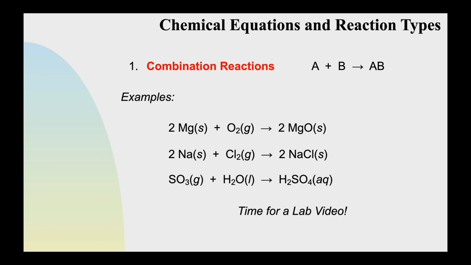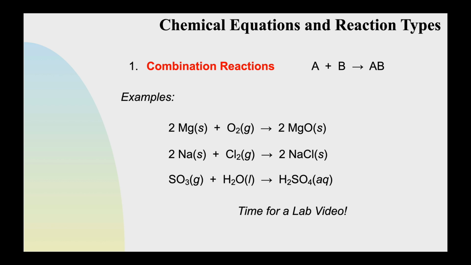And you're literally taking 2 or more chemicals and just combining them into one. So imagine we have chemical A and chemical B, and on the product side, we would literally have them mixed together. So you can see here some examples. The first one is magnesium plus oxygen, making magnesium oxide.